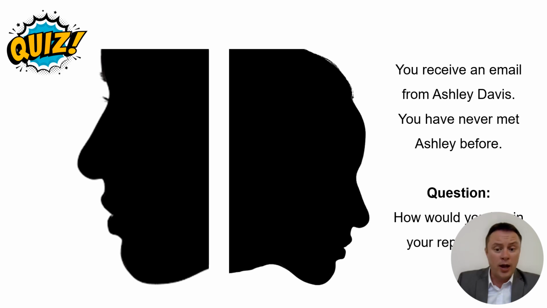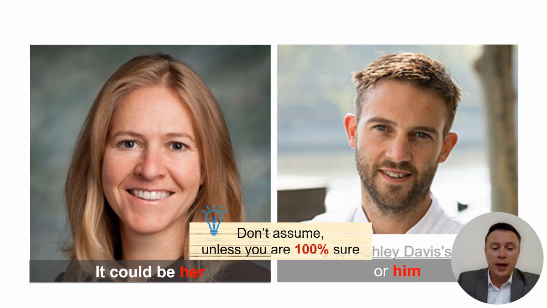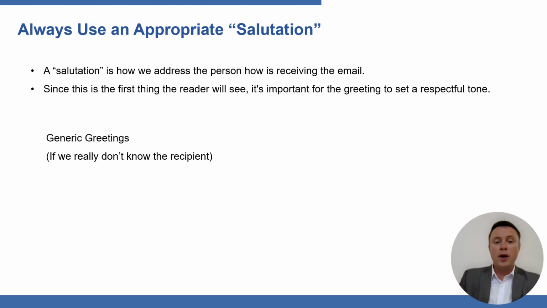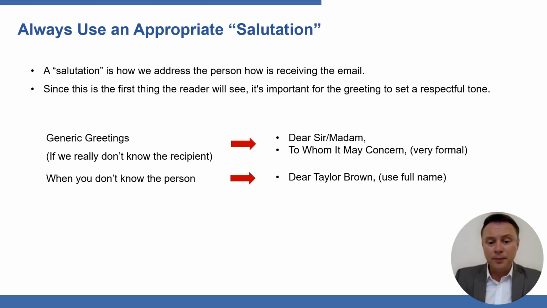Okay, so what can you do to stop that happening? Well, so that you don't make any mistake, all you need to do is use an appropriate salutation, for example, Dear Taylor Brown or Dear Ashley Davis. So use their full name. A generic greeting could be Dear Sir or Madam. Typically you would use Dear Sir or Madam if you don't know who you're writing to.